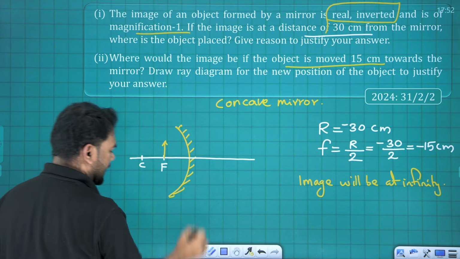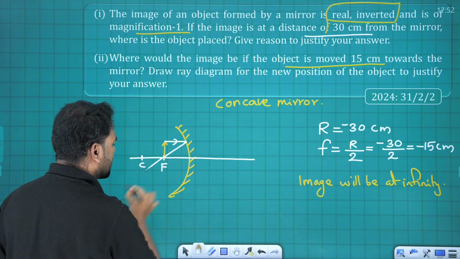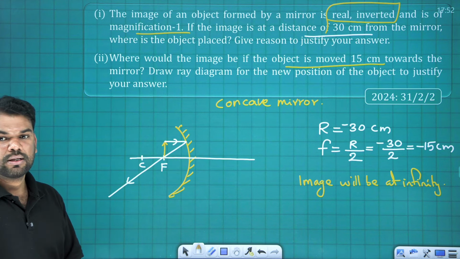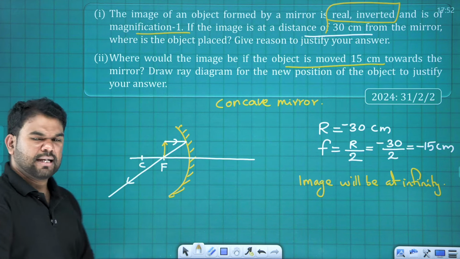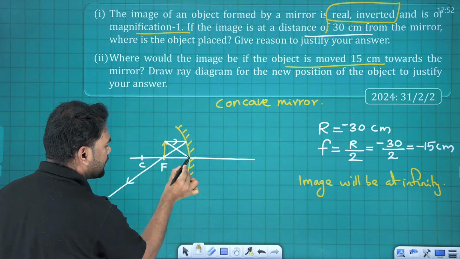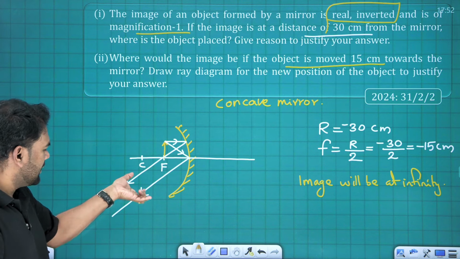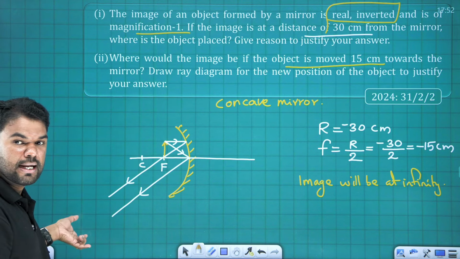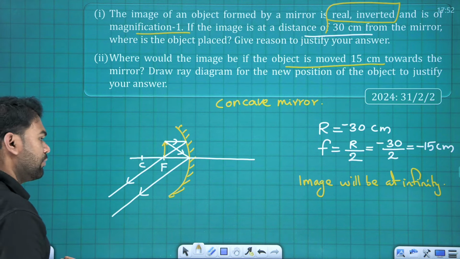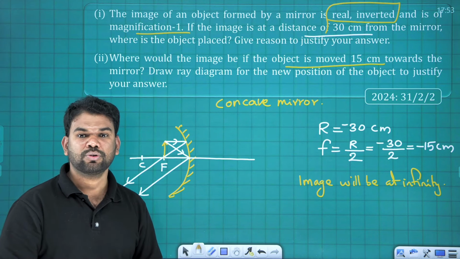The first rule: a ray coming parallel to the principal axis, after reflection, passes through the focus. Now we can use any other rule. I am using the fourth rule: a ray incident obliquely towards the pole is reflected obliquely. You can see that these two rays will never meet, and they are assumed to meet at infinity. So the image will be at infinity, and this is the ray diagram you need to draw.